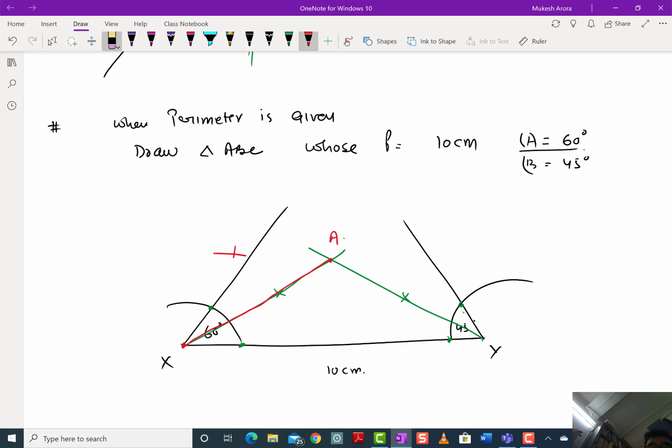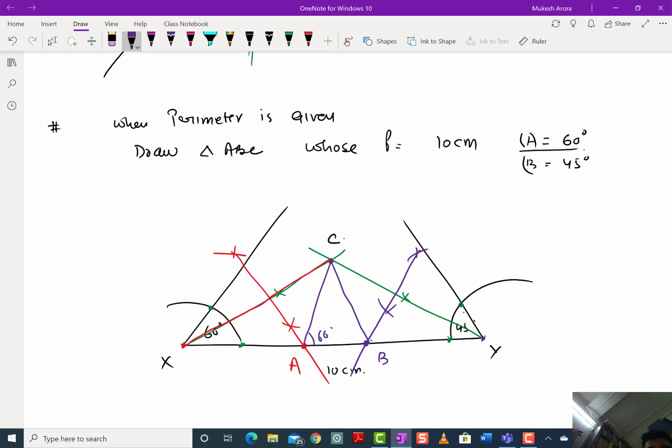And when we bisect the line, it will cut it here. That will be your point A. This will be C. Now we have to bisect the line CY, compass at C and compass at Y. This will be another point B. We'll join them. So this is our triangle.